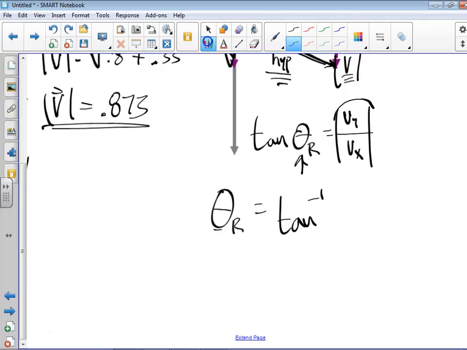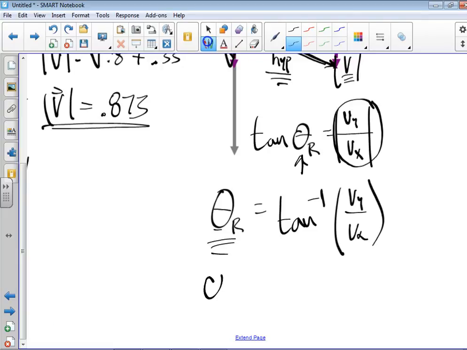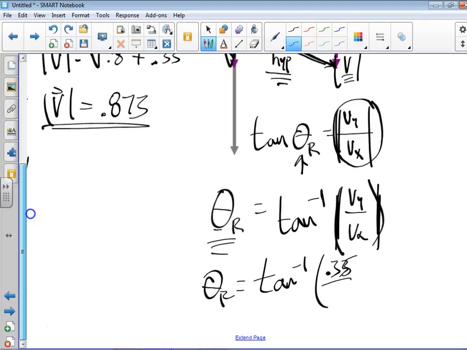You can use that if you know the value of the tangent, or you really could use it for any trig function, but then you can use it to finally go back and figure out the angle. So for example, the inverse tangent of the y component over the x component will give me the angle. So the reference angle is going to be the inverse tangent of the y component, which is, remember, I'm just using positive values here. So y component is 0.35, divided by 0.8. Did I do that right? Yes. And then take the inverse tangent.